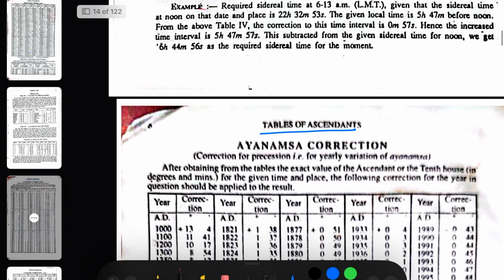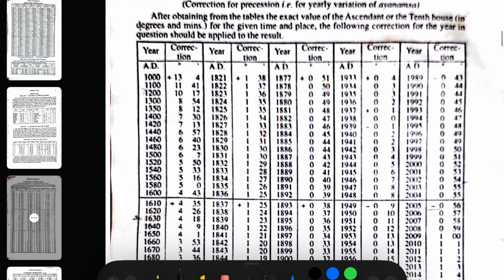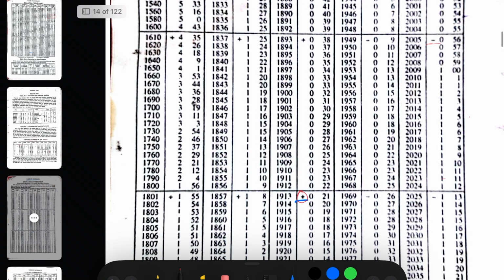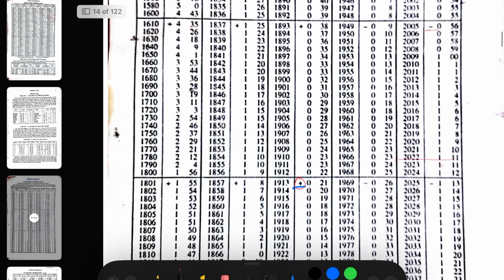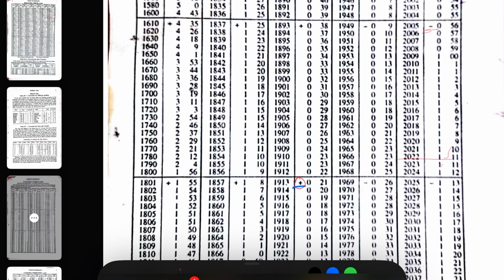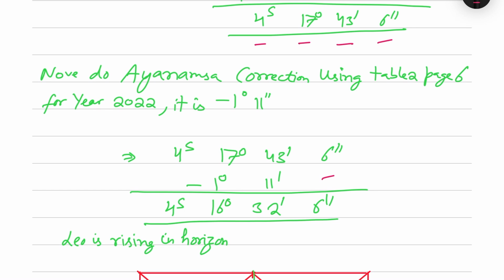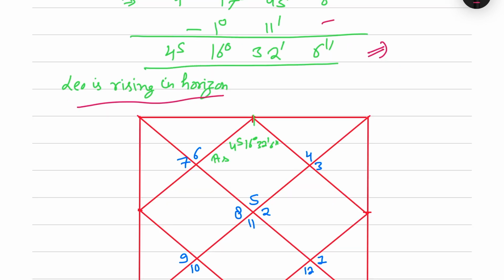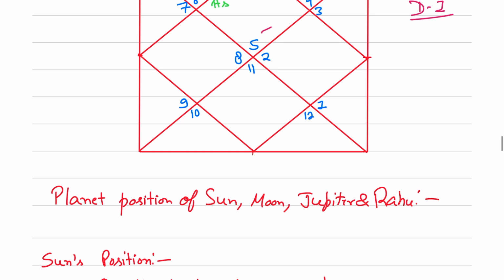The Ayanamsha correction is present on page 6 of the table of ascendant, and for 2022 it is minus 1 degree 11 minutes. We subtract 1 degree 11 minutes. So 6 here, 43 minus 11 is 32, 17 minus 1 is 16, and it is 4 sign. This is the value for our ascendant, Leo. Since 4 signs are past and the 5th sign is running, we put 5 here and then the rest of the horoscope. So this is our D1 casting. D1 casting is done. Now we'll do the planetary positions.